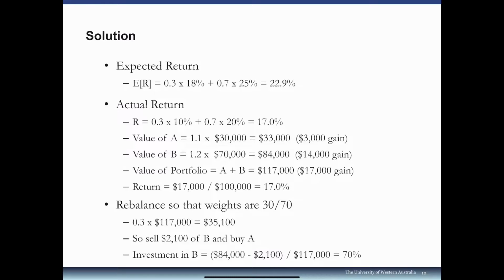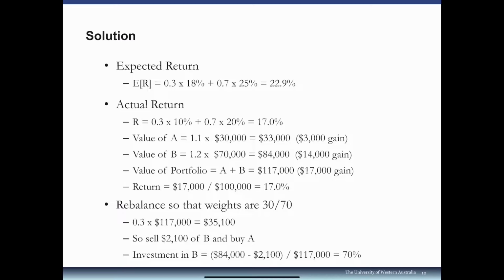So which means you need to allocate an extra $2,100 to A. But where are you going to get that $2,100? Well, you have to get it from B. So you will sell $2,100 of B and then use that money to buy A. Once you sell down your holding in B, as we're going to verify over here, it will be 84,000 minus 2,100, divided by 117,000, which gives you 70% exactly. So if you want to do rebalancing, you sell $2,100 of B and buy A.